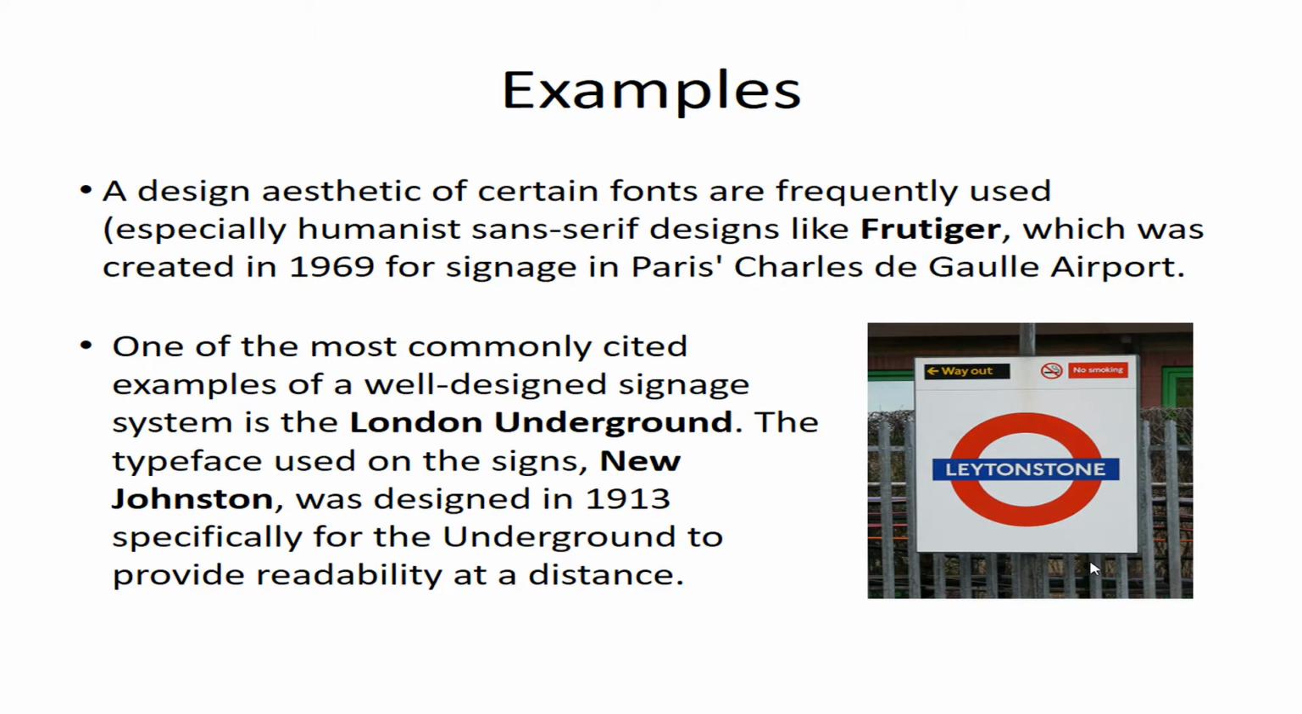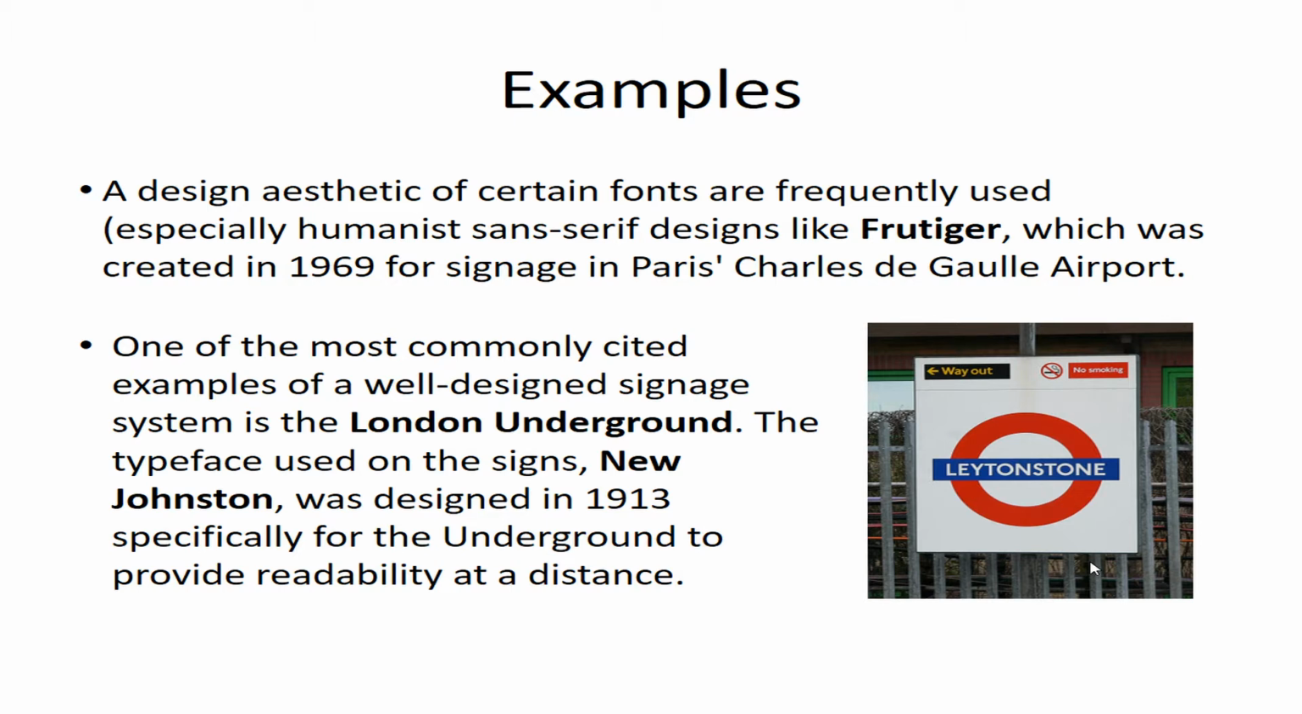A design aesthetic of certain fonts is frequently used, especially humanist sans serif designs like Frutiger, which was created in 1969 for signage in Paris Charles de Gaulle Airport. One of the most commonly cited examples of a well-designed signage system is the London Underground. The typeface used on these signs, New Johnston, was designed in 1913 specifically for the underground to provide readability at a distance.